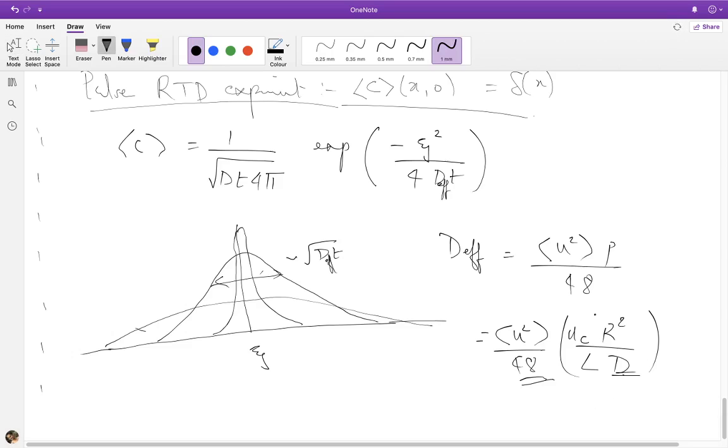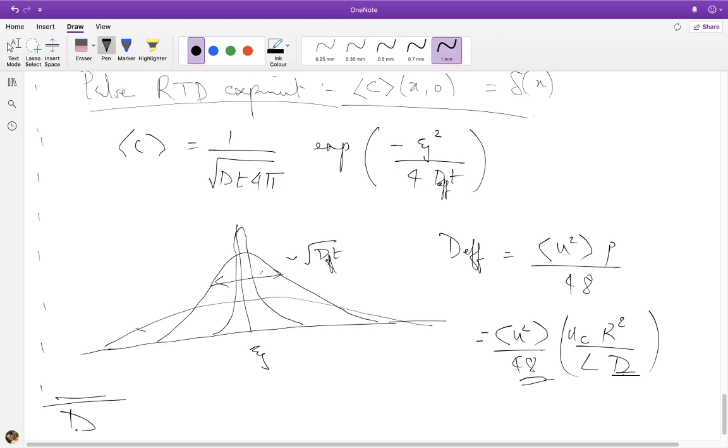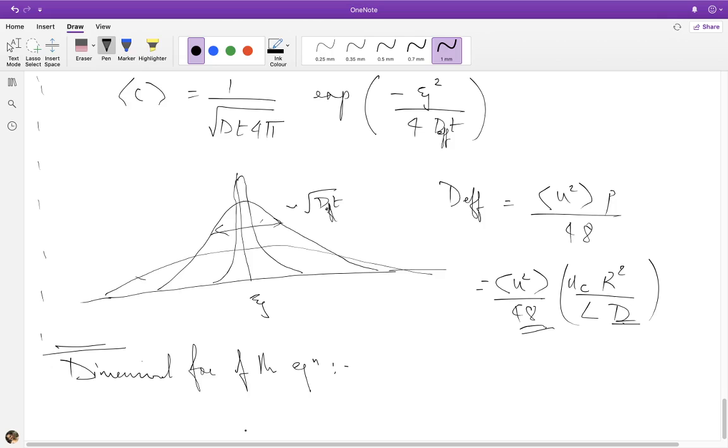Okay, so all that remains is for us to now, it's not ideal that we have U_c sitting here. So if you would like to get a dimensional representation of the effective dispersion coefficient, all we need to do is go back to our equation and substitute in the dimensional forms. So let's look at the dimensional form of the average equation.